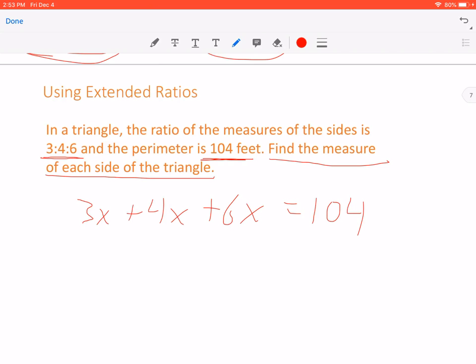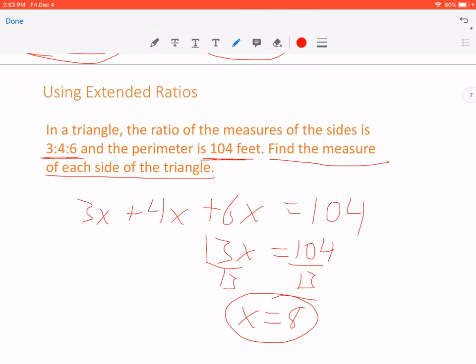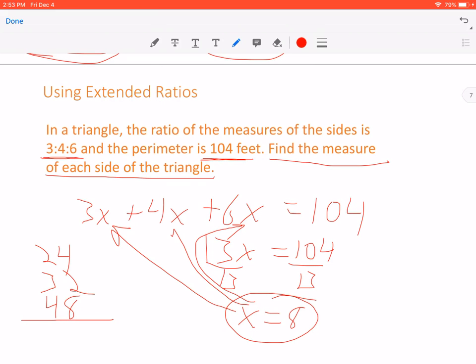So 3 and 4 is 7. 7 and 6 is 13. So 13x is 104. Divide by 13. So 104 divided by 13 is 8. So again, the sides should be 3 times 8, one side is 24. 4 times 8, 32. 6 times 8, 48. Those are your three side lengths. And if you don't think it's right, add them all up, and they should add up to 104. So those are your three side lengths right there. All right?